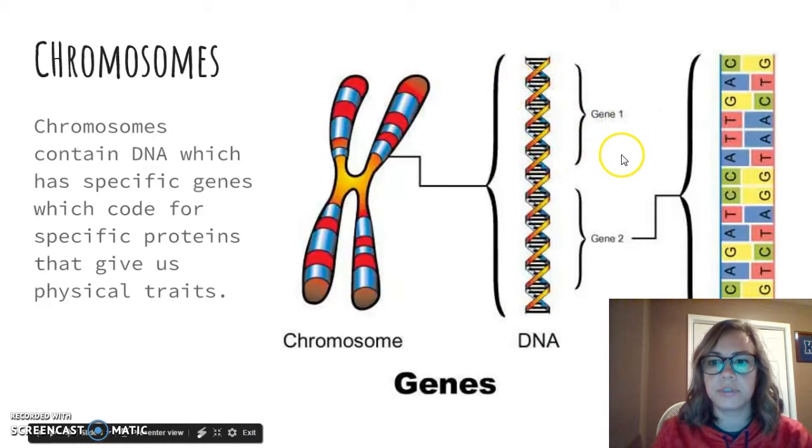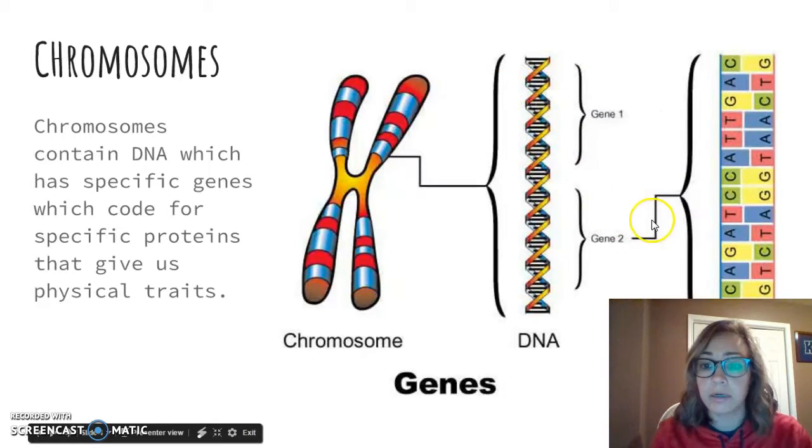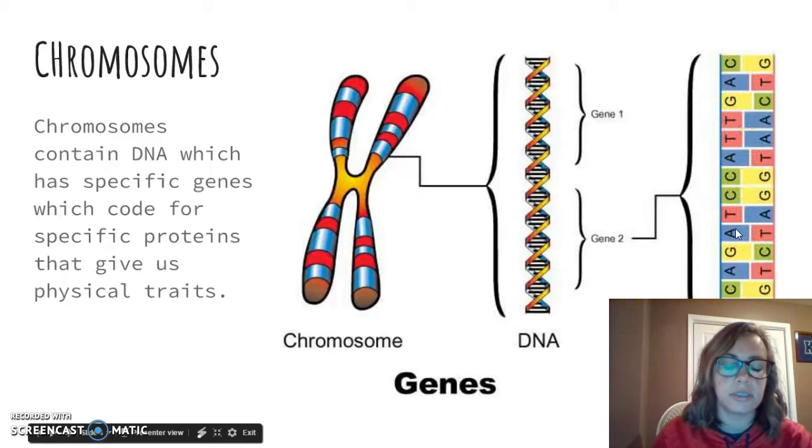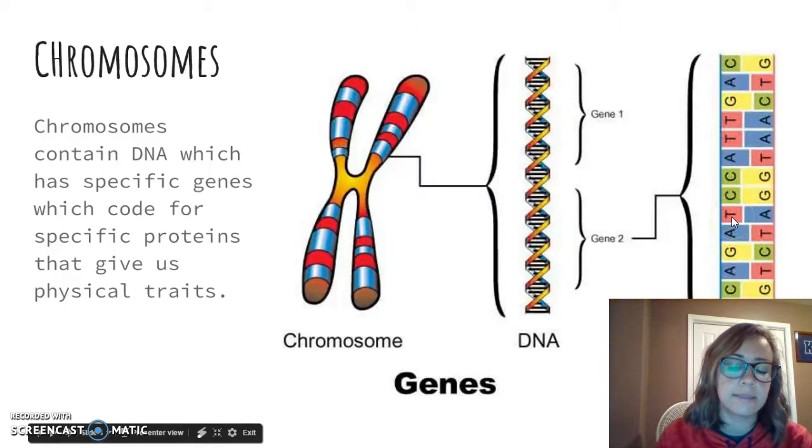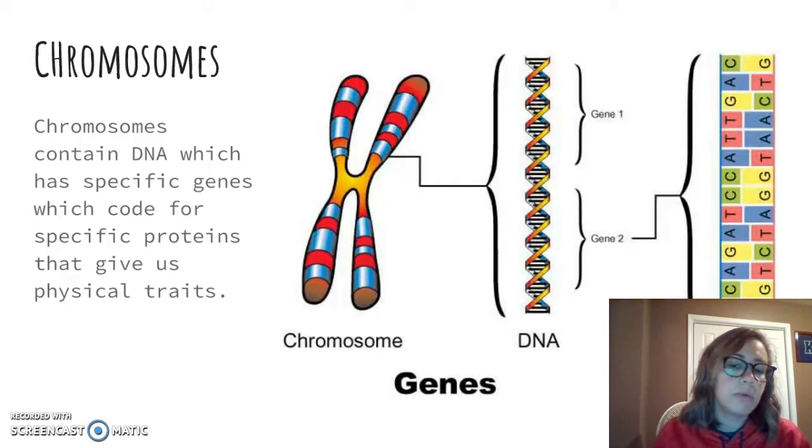And these individual genes, as we see here, are made up of the A's, the C's, the T's, and the G's of DNA that we learned about. And of course, these are nucleotides. And remember, if we changed one of those nucleotides out, we could have a completely different protein created.